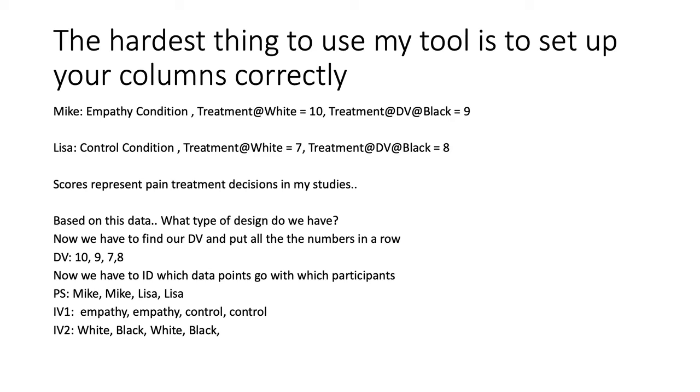Okay. That's because you want to know Mike and Lisa is different than independent variable 1's conditions and independent variable 2's conditions. So then again, underneath them, you write for independent variable one, what condition was present? Well, that was for the 10, that was Mike's score. He was in the empathy condition. So boom, empathy. For the 9, Mike's score in the empathy condition. Boom, again. So we got 10, 9. And then we got that 7, 8, which was not Mike. That was Lisa, and that's control, control. Boom, perfect. And then on the last condition, we know that 10 was associated with the condition of white, that 9 was associated with black, that 7 was associated with white, and that 8 was associated with black.